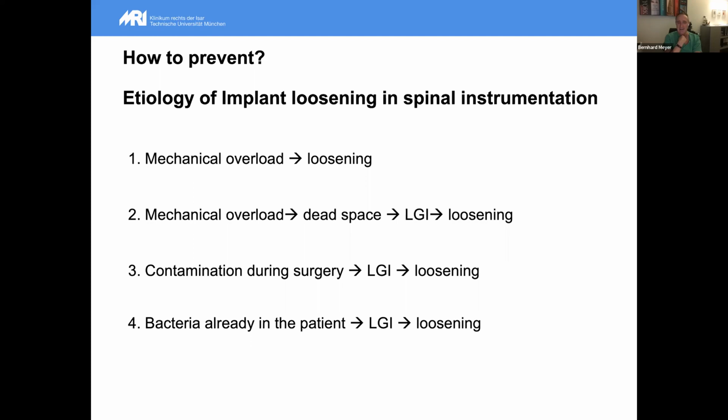Nevertheless, we don't know why some people develop that biofilm around their implants and others do not. So there are 2 ways, and maybe it can happen in both ways. There might be a contamination during surgery, then you get the low-grade infection and the loosening. Or the alternative is that the bacteria are already in the patient, in the bone, and the patient, because of a host factor, cannot cope with that, and then the biofilm is formed. It is unclear. Personally, I think both ways are possible.